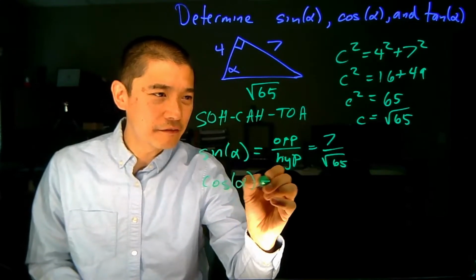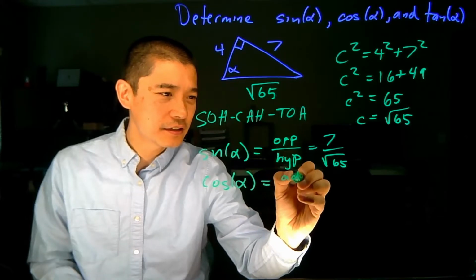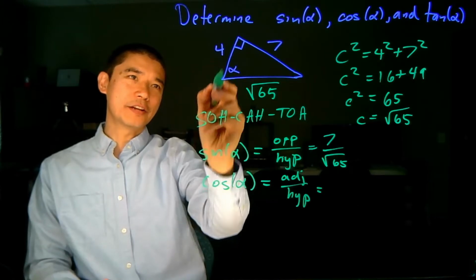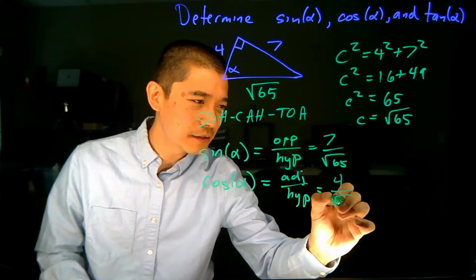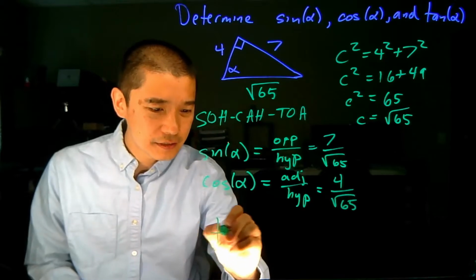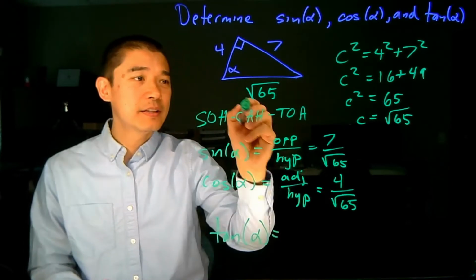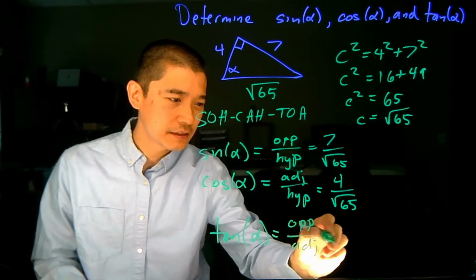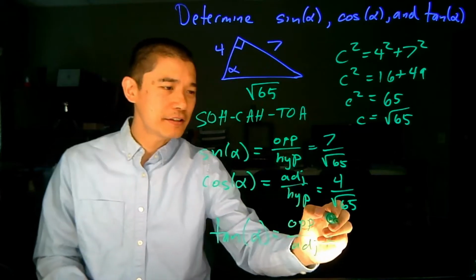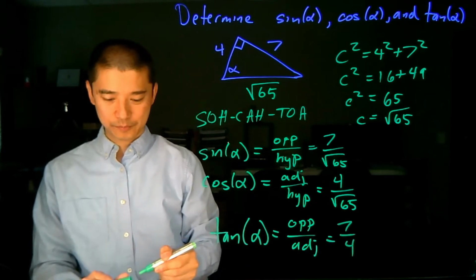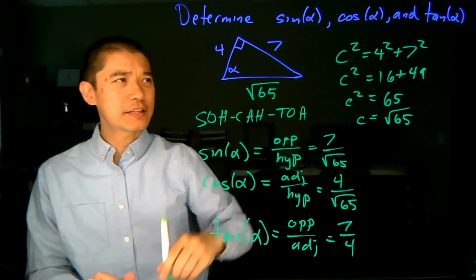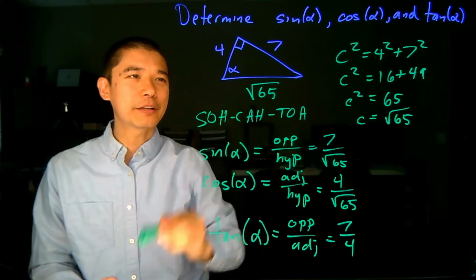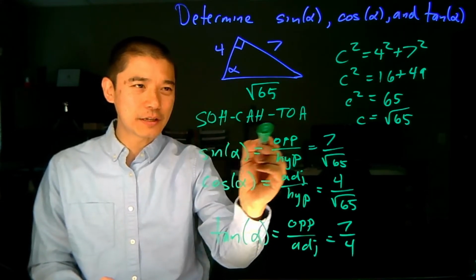Cosine of alpha is adjacent over hypotenuse. So the adjacent side, adjacent to the angle, is 4. And the hypotenuse is square root of 65. And lastly, tangent of alpha. Tangent, the TOA, is opposite over adjacent. So the opposite side is 7, and the adjacent side is 4. So using SOHCAHTOA to calculate sine, cosine, tangent of a particular angle in a right triangle, it just comes down to labeling it correctly and then not making mistakes when you set up these relationships.